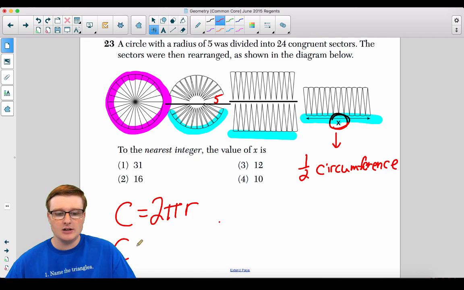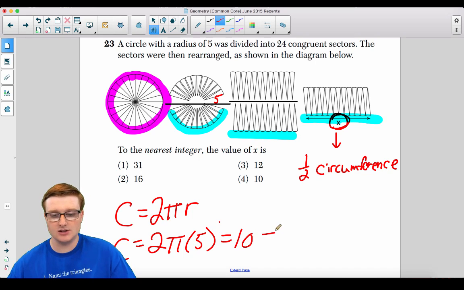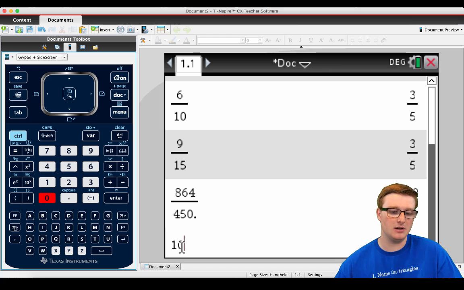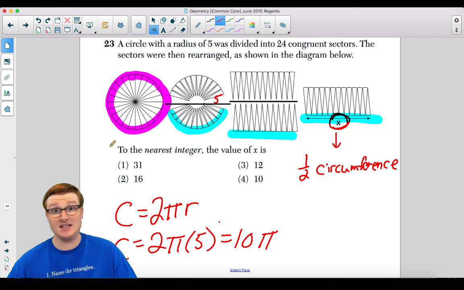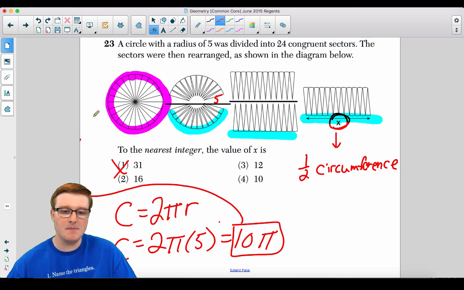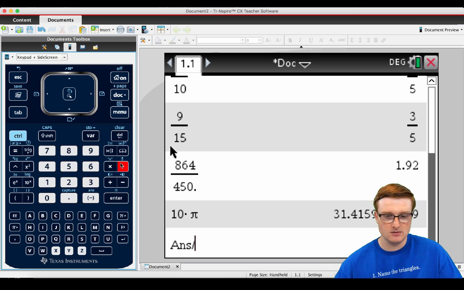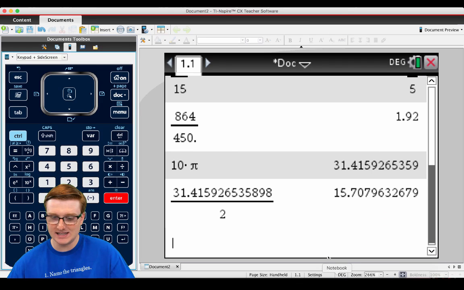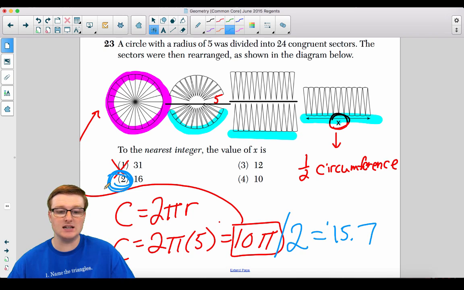So if we know that that is circumference, we could solve for it. Pretty simple, right? So the circumference is 2 pi times the radius of 5. That's equal to 10 pi. Well, 10 pi in your calculator is equal to 31.415. Well, that's not the answer, though. That's a trick answer, because that is the entire circumference. That's the pink up here. We're trying to find the blue. To find the blue, we need to divide that answer by 2, and we get 15.7, which is approximately equal to 16. So that is going to be choice 2 for question number 23.